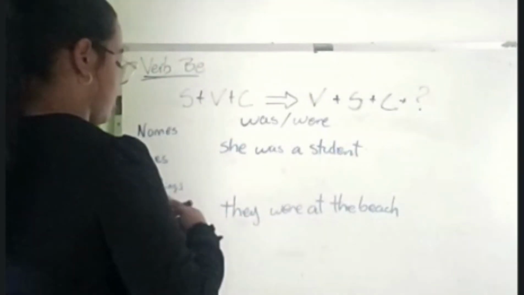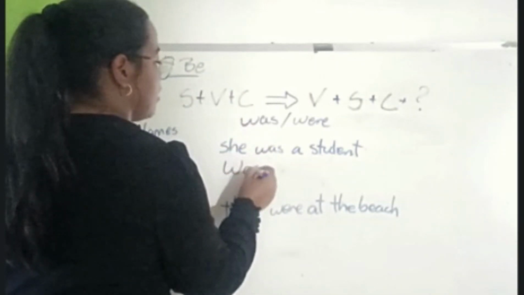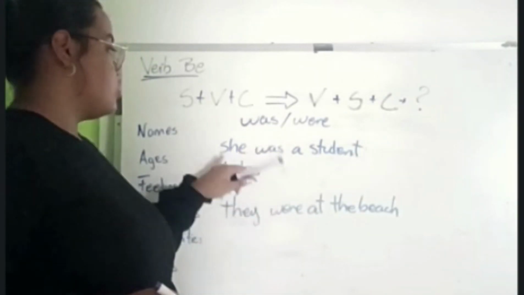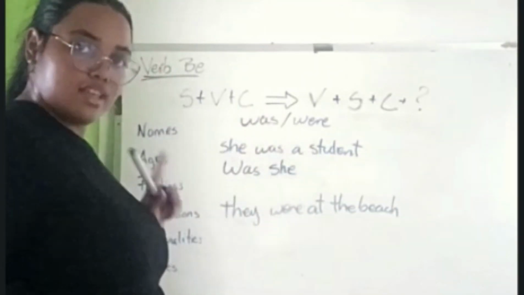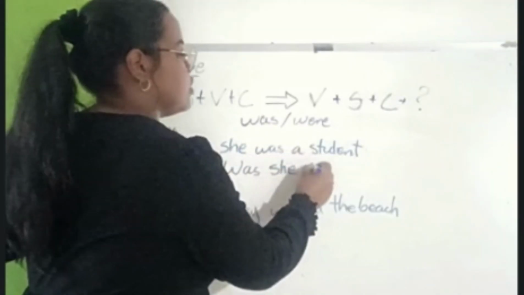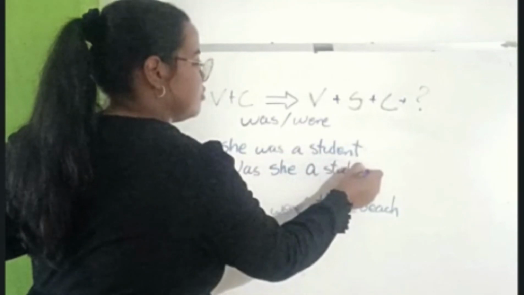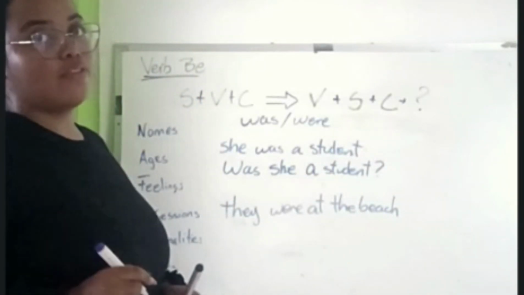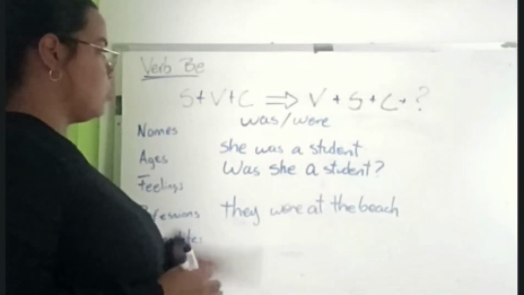So we say was, okay. The second thing is the subject. She. Was she? And then the complement. Was she a student? Remember to add the question mark at the end of the question. They were at the beach.